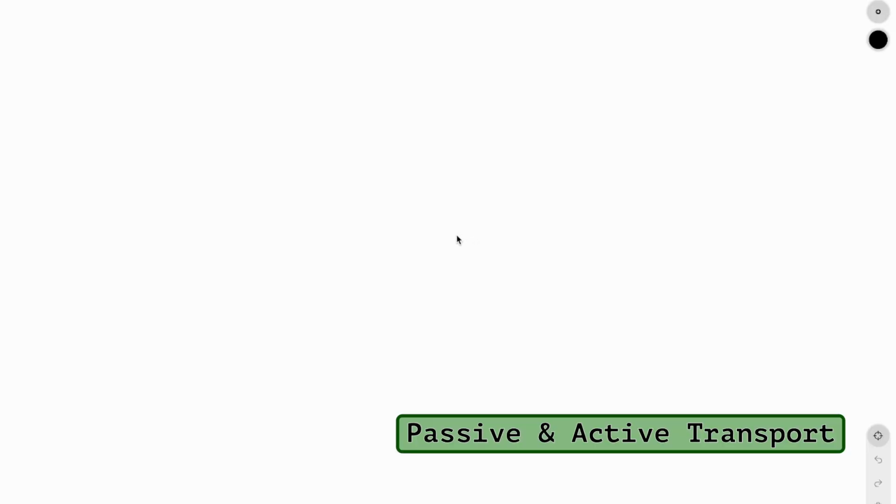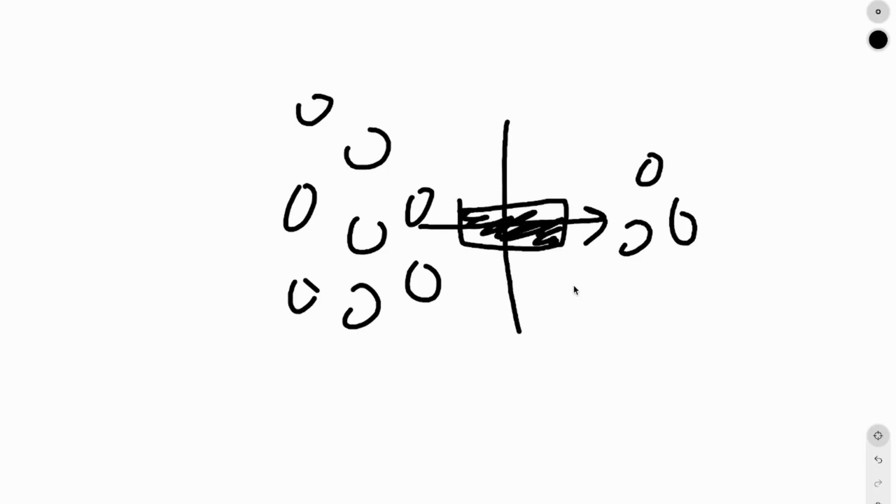Let's go back to cell transport. There are two types: passive transport and active transport. Passive transport relies solely on the concentration gradient. It can happen directly through the cell membrane or with the help of channel proteins. I went more in depth on channel proteins in my previous video on the cell membrane.